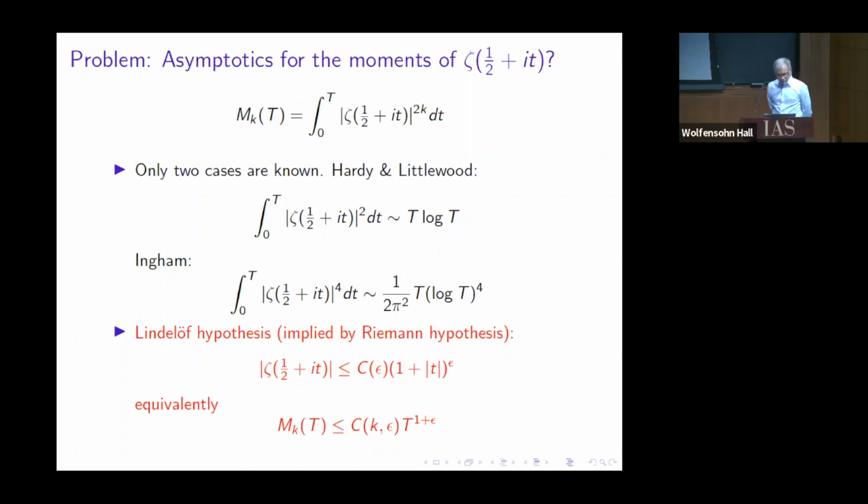So there are only two cases in which we know, well, I guess you could take k equals 0 as well. But two positive values of k for which we can compute these moments asymptotically. And these are both about 100 years old. You can compute the second and the fourth moment. And if we could compute as many moments as we can, we would get the Lindelöf hypothesis. But even if you could compute just the sixth moment, you would be able to get some results on primes or the density of zeros of the zeta function out of that.